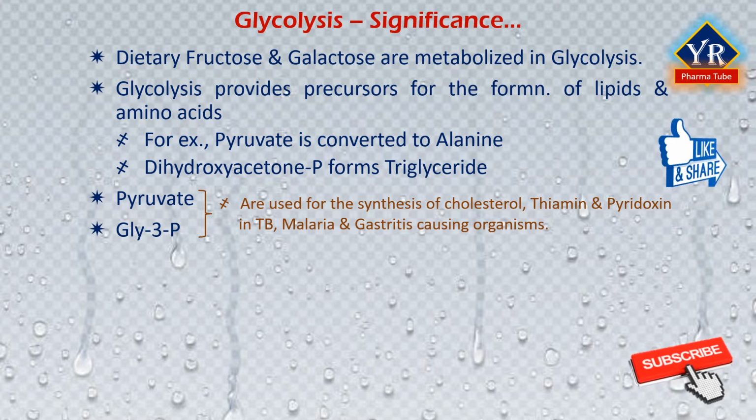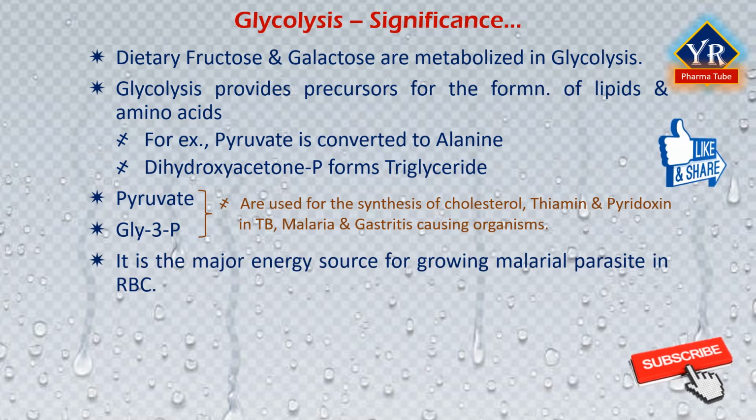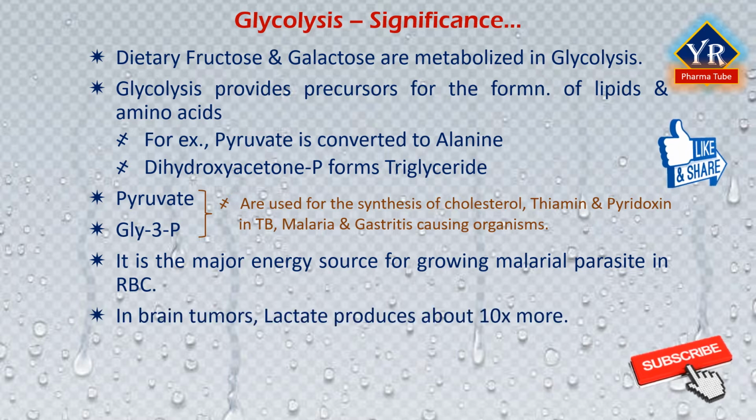and gastritis causing organisms. Glycolysis is the major energy source for the rapidly growing malarial parasite in RBCs. Lactate is the end product of glycolysis in the malarial parasite. Lactate dehydrogenase of the parasite is different from the human enzyme. Unlike the human enzyme, the parasite lactate dehydrogenase is not subjected to inhibition by substrate pyruvate. This allows rapid formation of lactate from pyruvate and fast energy production. In brain tumors, lactate production is 10 times more.